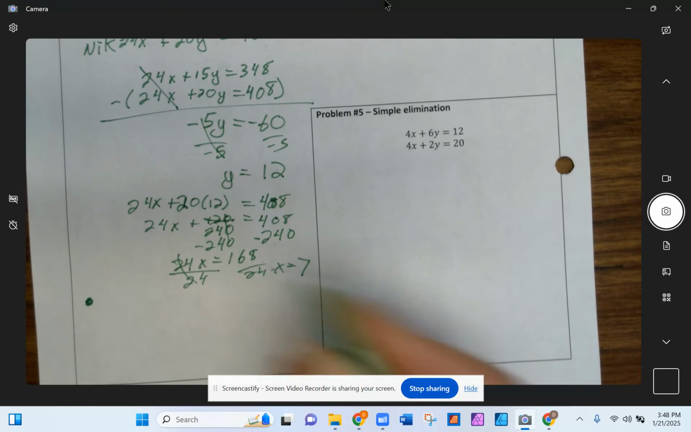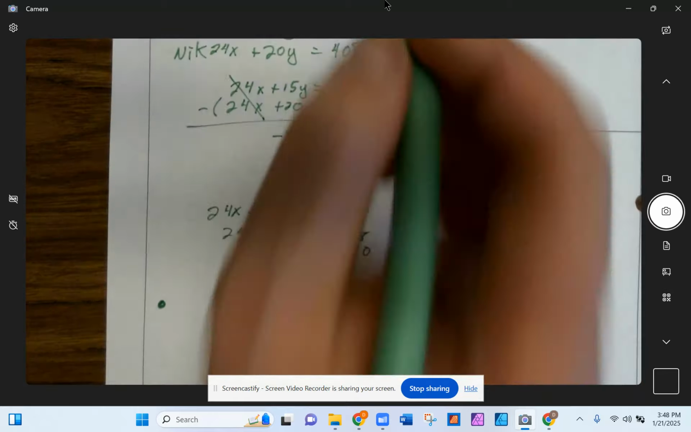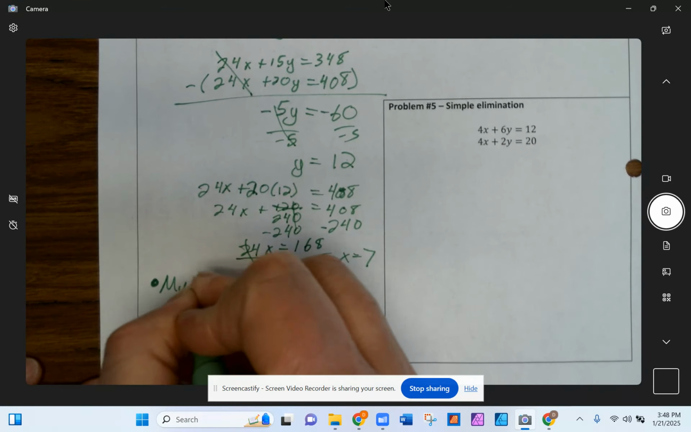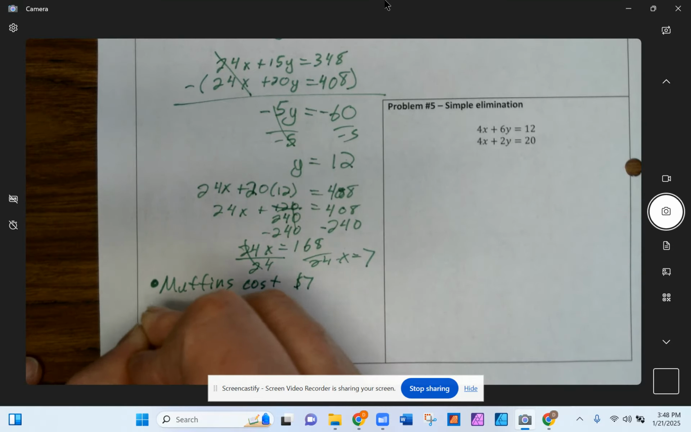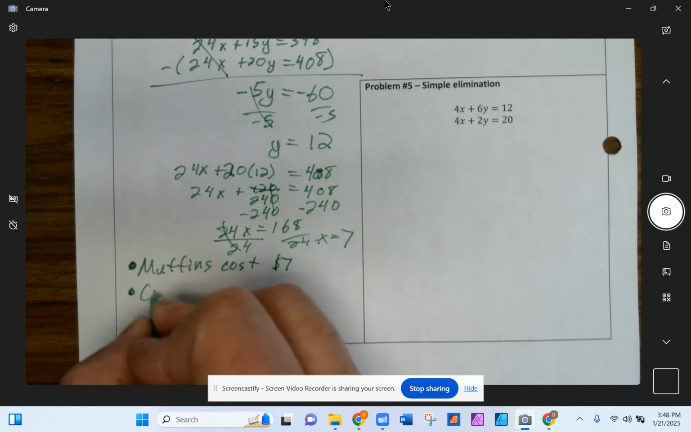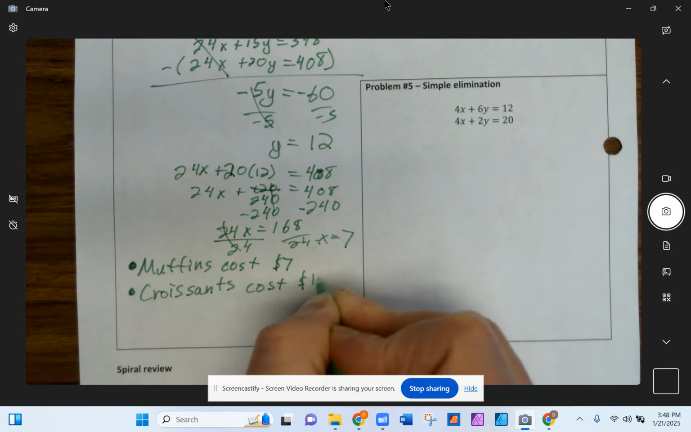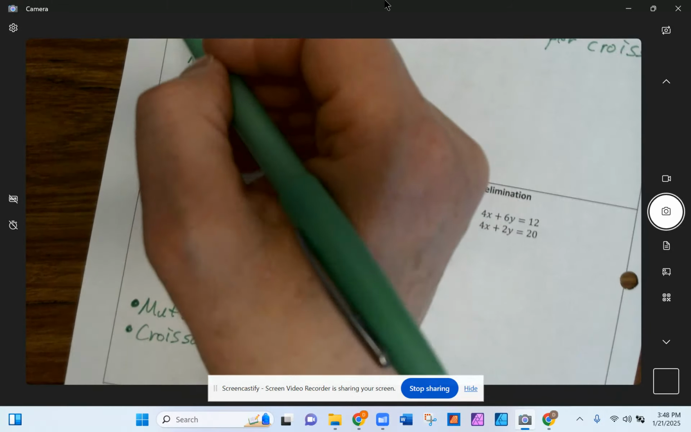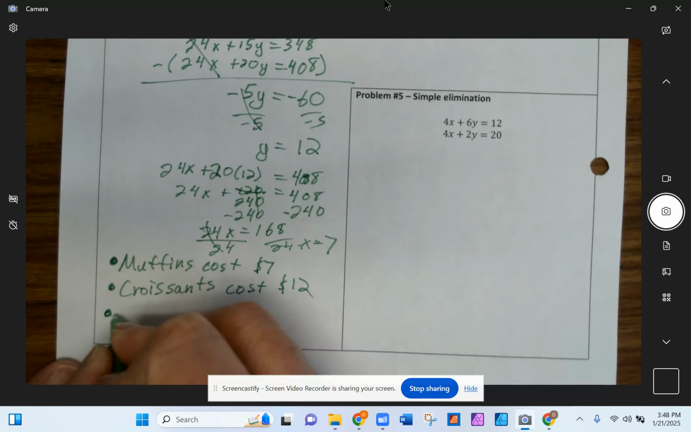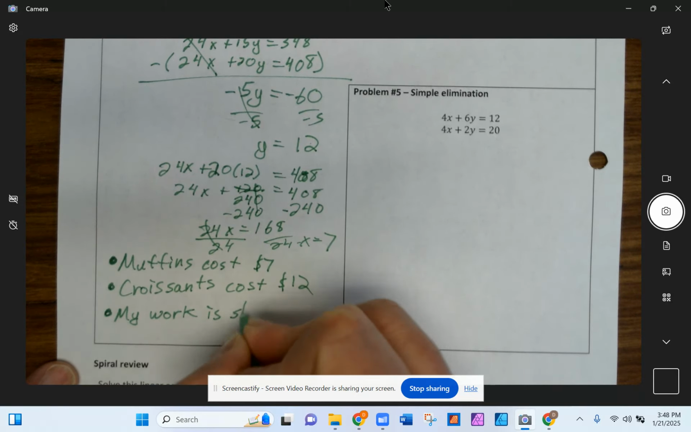So now I've got my second and third bullet points. I know muffins first, so I'm going to say muffins are each $7. Yeah, okay. Muffins cost $7. Right. Croissants cost $12. I'll go here and I'll be like, boom, boom, got it. 3 bullet points so far, 3 bullet points in my answer. Show or explain, I can just say see above for work, or my work is shown above, whatever, right? Just some way to indicate that you've done it.